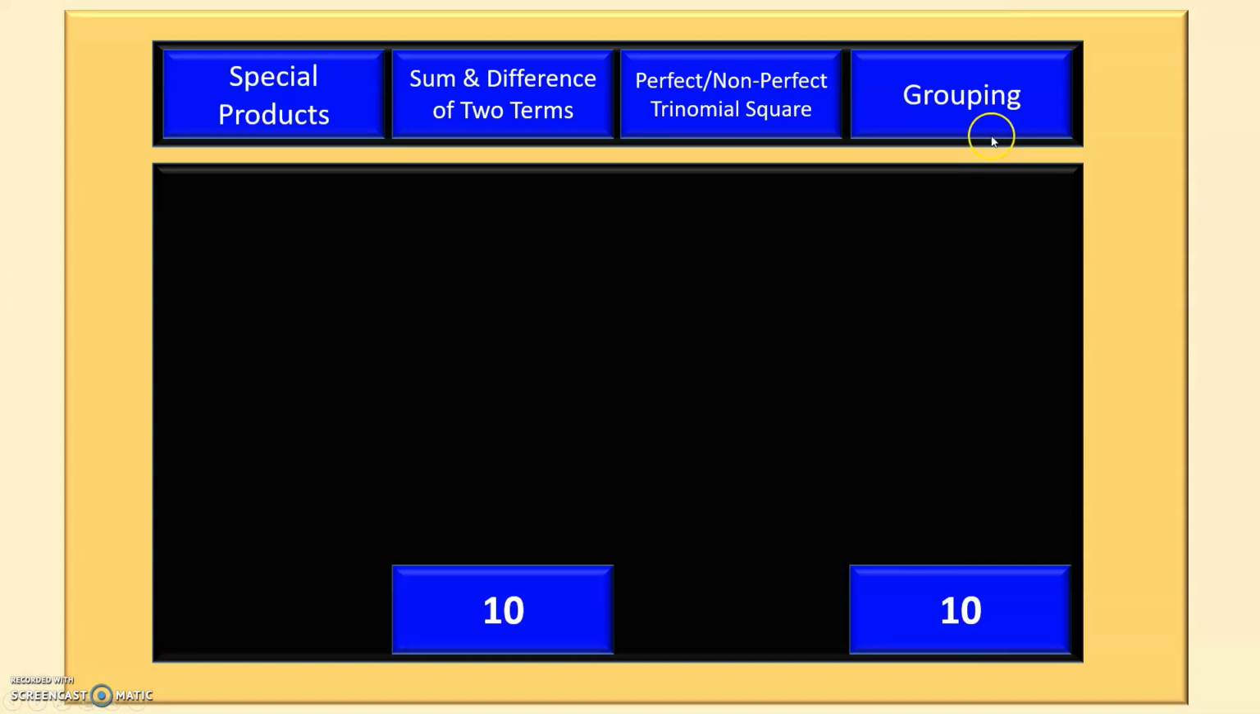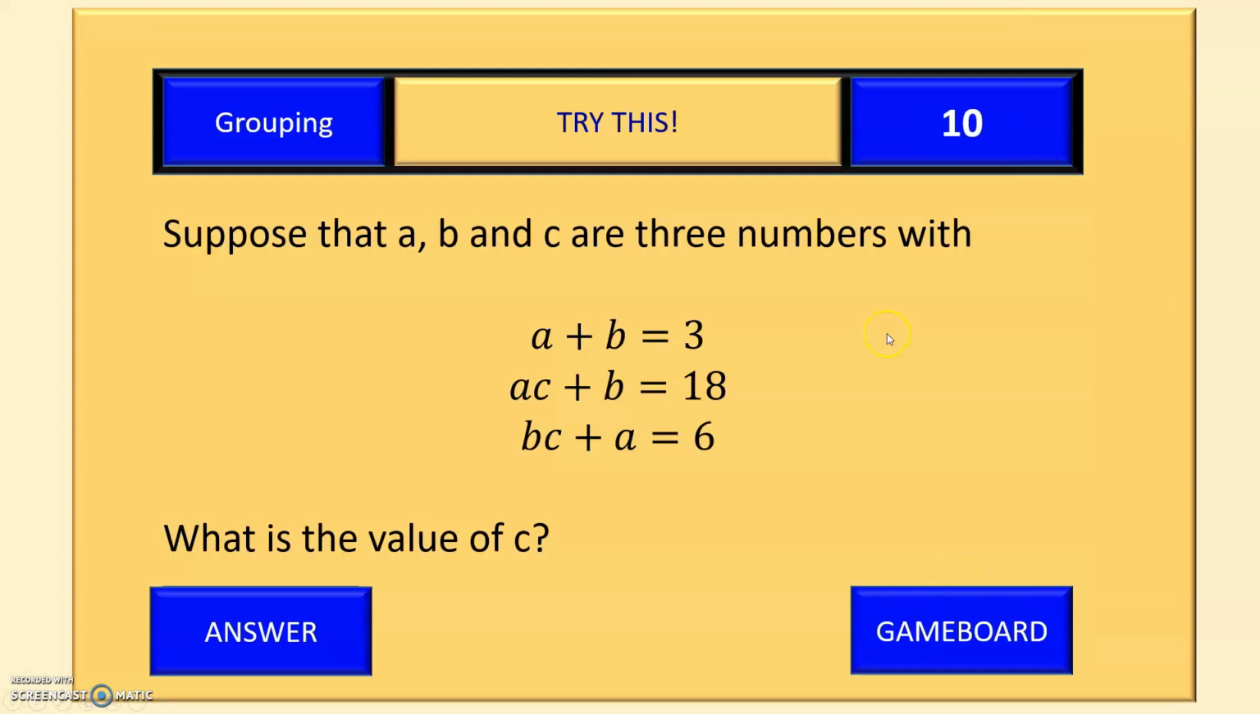Okay, I want factoring by grouping for 10 points. Well, I have three equations. Suppose that A, B, and C are three numbers with A plus B equals 3, AC plus B equals 18, BC plus A equals 6. What is the value of C? So I have equation 1, equation 2, equation 3.